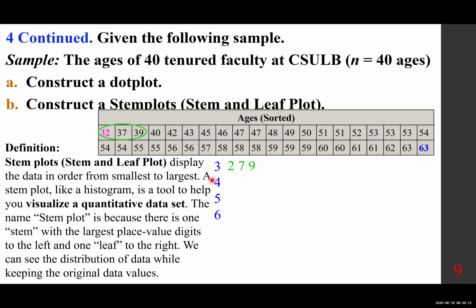Then I go to number 4. I need 40 all the way to here. So I'm going to put 0, 2. First of all, this is the group. So I'm going to put 0, 2, 3, 5, 6, 7. And I'm going to repeat 7 again, 8, 9.